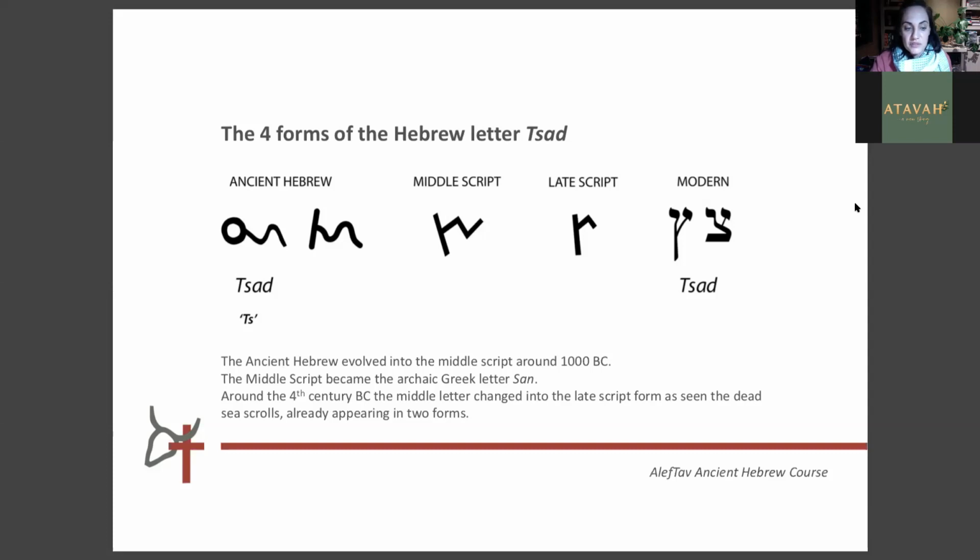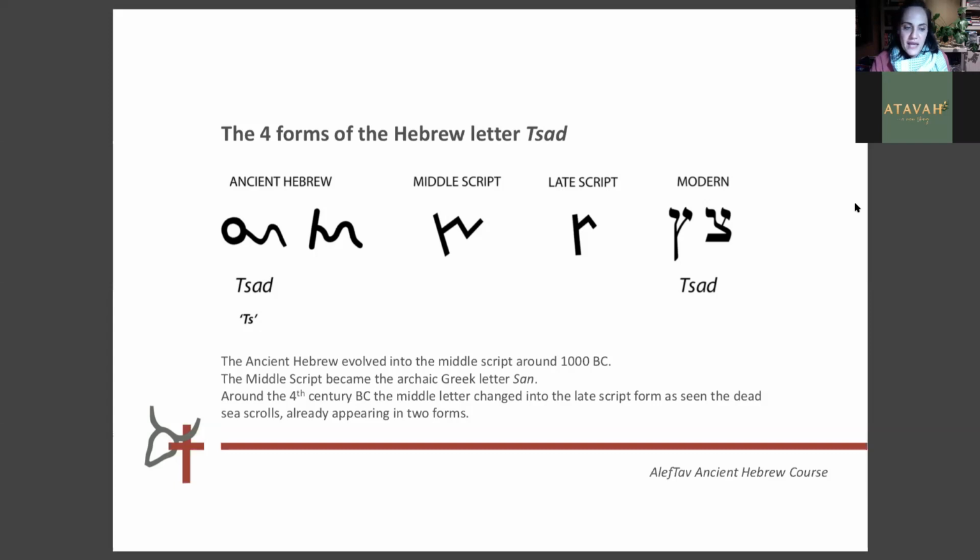So at the bottom I wrote there for you, it's just interesting for me to see the times when it switched over from ancient to middle script to late script. So I decided to add that for you. So the ancient Hebrew evolved into the middle script around 1000 BC. And the middle script became the archaic Greek letter san. But this letter is not used anymore today. So that's why it's archaic.